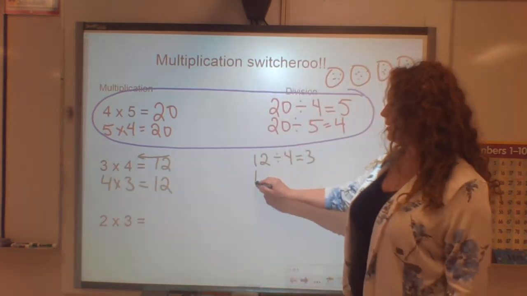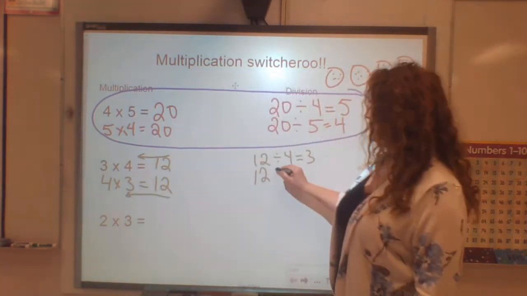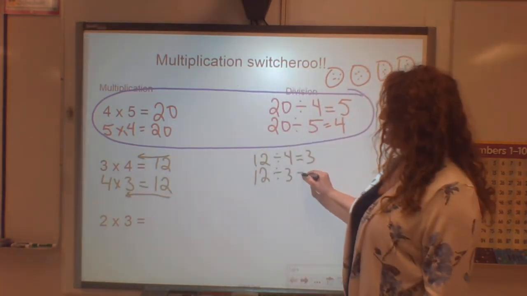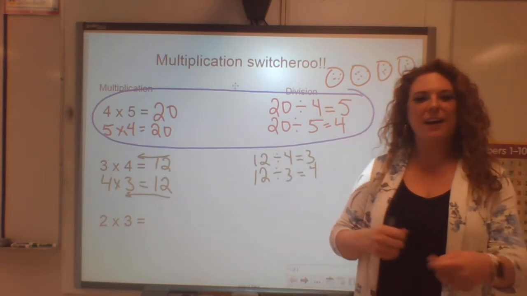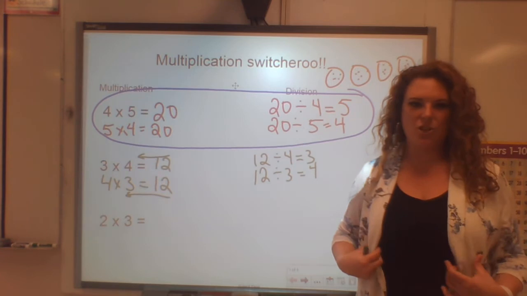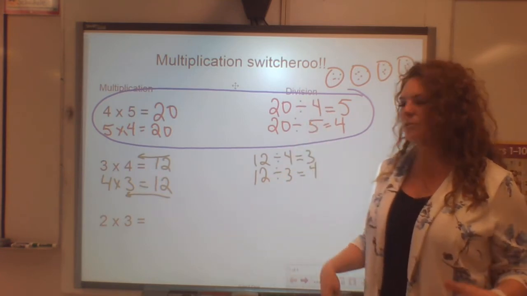So let's try the other one. I'm going to start with 12. I'm going to work backwards this way, divided by 3, and that equals 4. And if you don't believe me and you don't want to go on that, you can divide those out and share them with your counters and try. I just want to make this video a little bit shorter. Okay, so same thing with 2 times 3, 3 times 2.